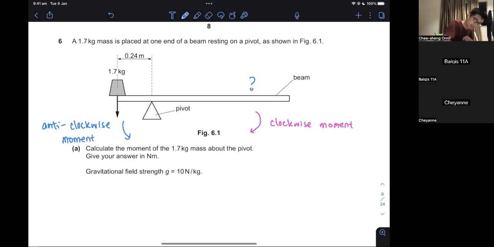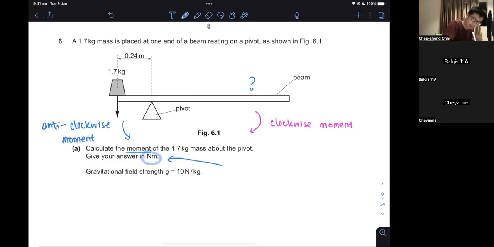Now calculate the moment. Now, how in the world do we know the formula for moment? I'm going to tell you how you can get it. Physics is mathematics. Trust me. Your answer must be in Newton meter. That's the first rule. Your answer is in Newton meter.